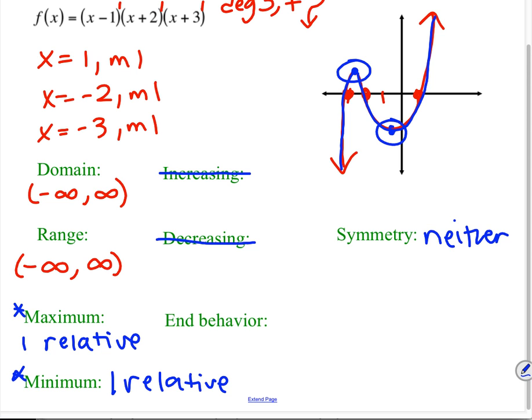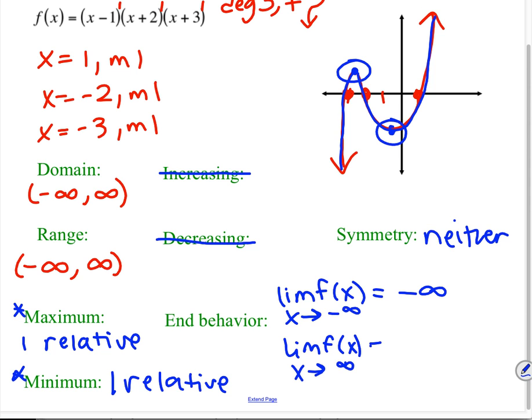Okay, and then the last thing, end behavior. We'll say the limit of f of x as x goes to negative infinity should go to negative infinity because it's an odd function. And then the limit of f of x as x goes to positive infinity is equal to positive infinity. So if the degree is an odd number and positive, then the end behaviors match what the x's are doing. So if x is approaching negative infinity, the y's are going to go to negative infinity, and likewise with the right end behavior.